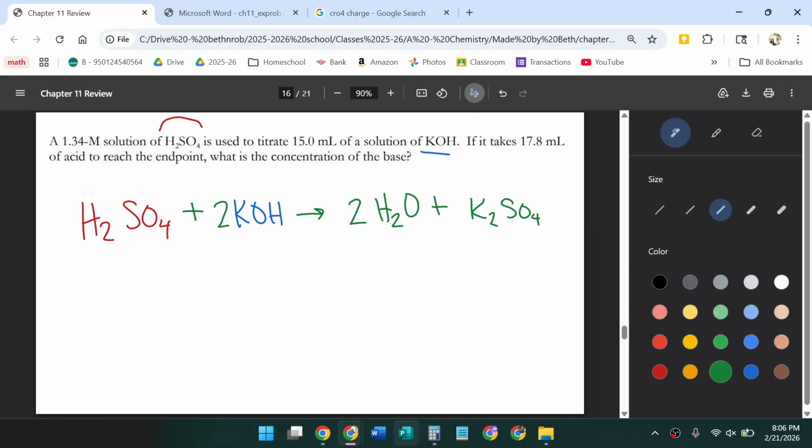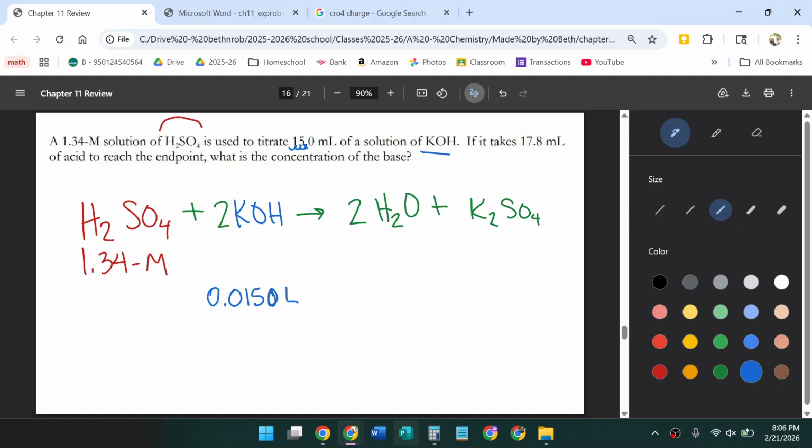All right, so now that we know that, let's fill in the rest of the stuff. So it tells us the molarity of the first solution. So let's go ahead and write that down, 1.34 molarity. It tells us it's used to titrate 15 milliliters of another solution. So we can go ahead and put that. Let's just go ahead and move that decimal 1, 2, 3. Put that in liters.